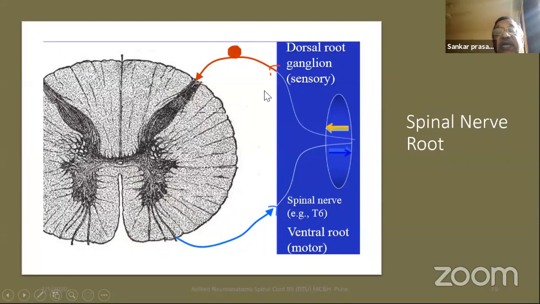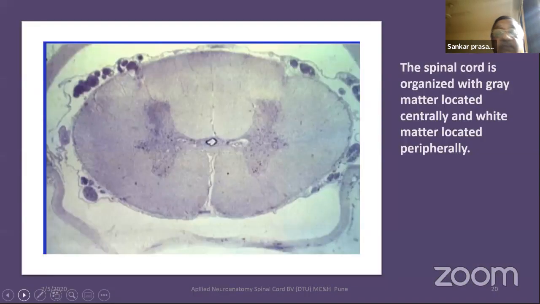The dorsal root ganglion takes the sensory input usually, and the ventral horn goes to the motor, that is the spinal nerves, which is the motor. So the Bell-Magendie law says that the dorsal is always sensory and ventral is always motor. The spinal cord is organized with the gray matter located centrally and white matter located peripherally. The white matter tracts are placed anteriorly, laterally, and posteriorly, and they are called funiculi.